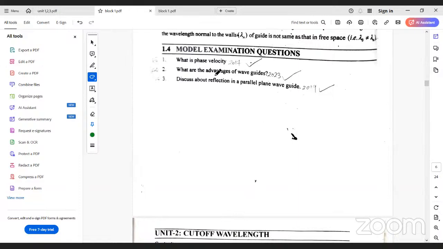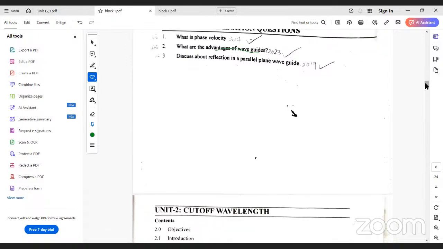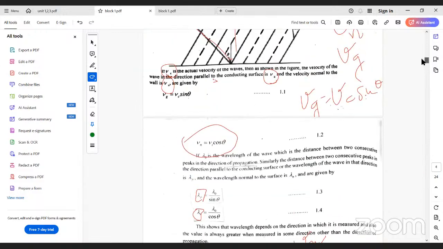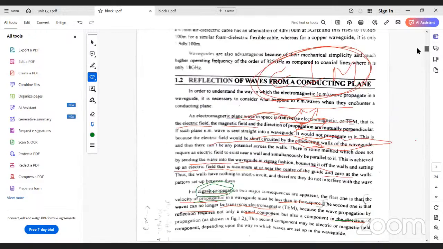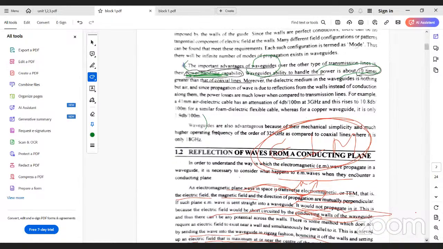And what are the advantages of waveguide? It was a 2013 question, ma'am. For the advantages of waveguide, you have to cover this paragraph, from here to here. It was also a question in 2023.